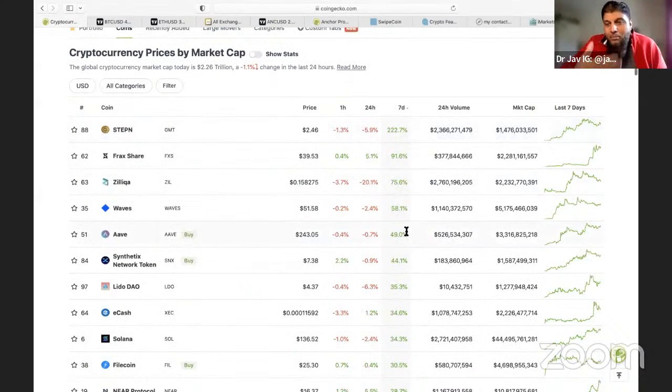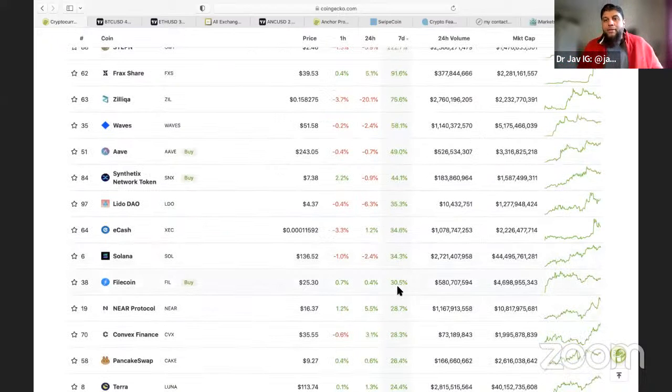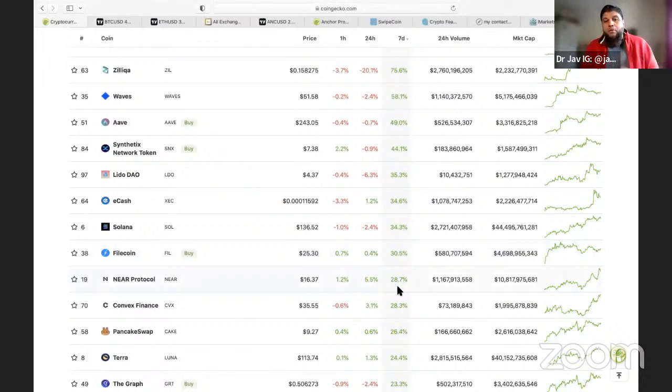Now, some coins that we particularly like and we actually invest in and trade in, for example, Aave, 49% in the last 7 days. Solana, 34%. Filecoin, another coin that we recommended our students to buy, 30% in the last 7 days. So just as an example, if you were to have bought $1,000 worth of Filecoin 7 days ago, today you'd be looking at a $300 profit margin. And that's just based on 7 days.